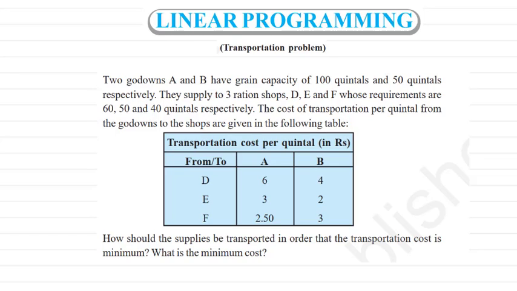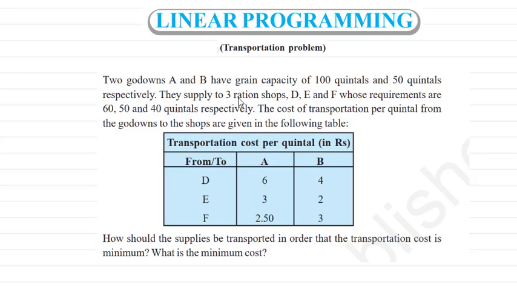So here we'll do the linear programming transportation problem. The question is, two godowns A and B have the grain capacity of 100 quintals and 50 quintals respectively, and they supply three ration shops D, E and F, whose requirements are also given, that are 60, 50 and 40 quintals. And the cost of transportation per quintal from the godowns to the shops are also given in the table. So you can see the table.